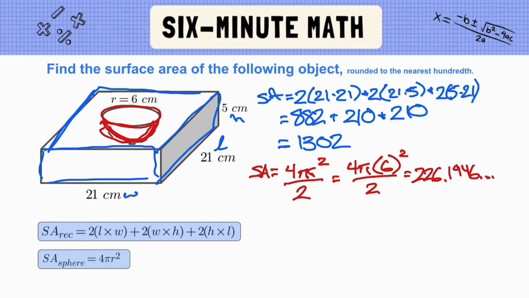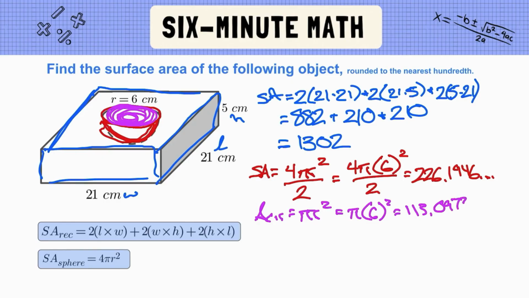If I add those together, I would get the total surface area of these two objects separately, but there is a portion of this that I need to subtract from my total. And that portion is this top circle. I'm taking it away from my rectangular prism. So the area of that circle is pi r squared. That radius is 6, so we have pi times 6 squared, and that is equal to 113.0973.